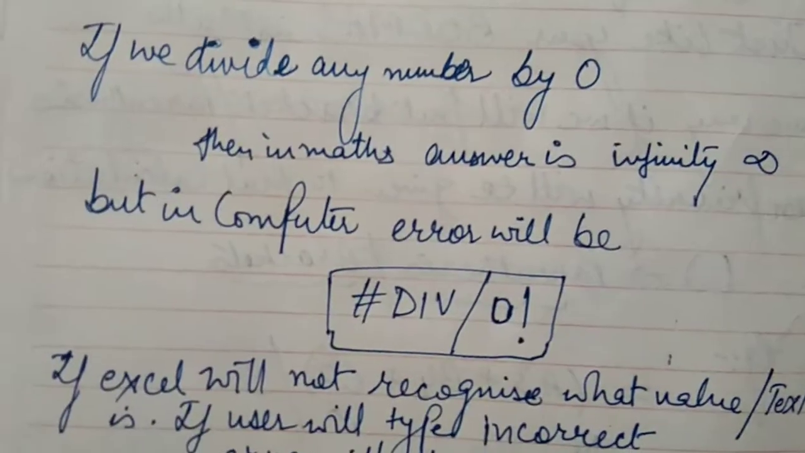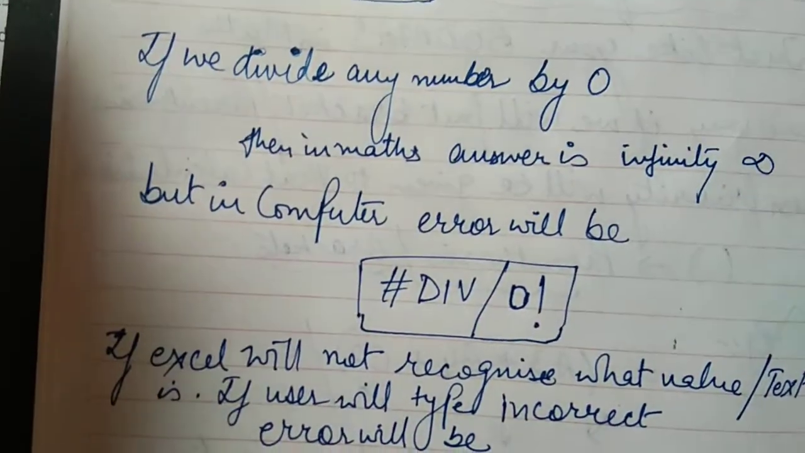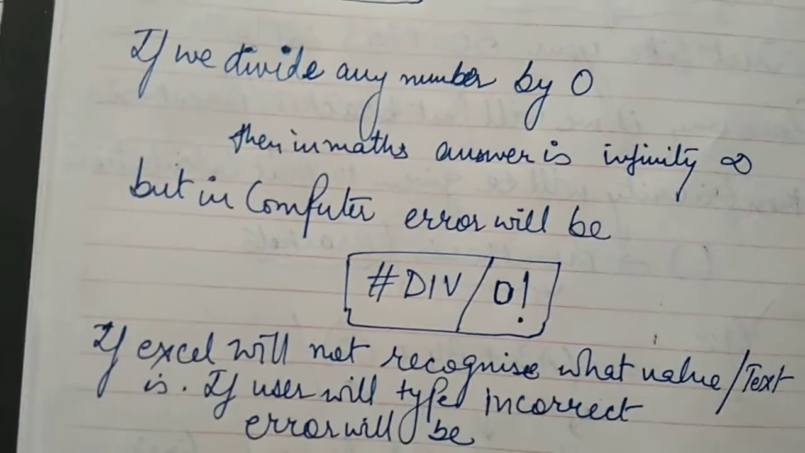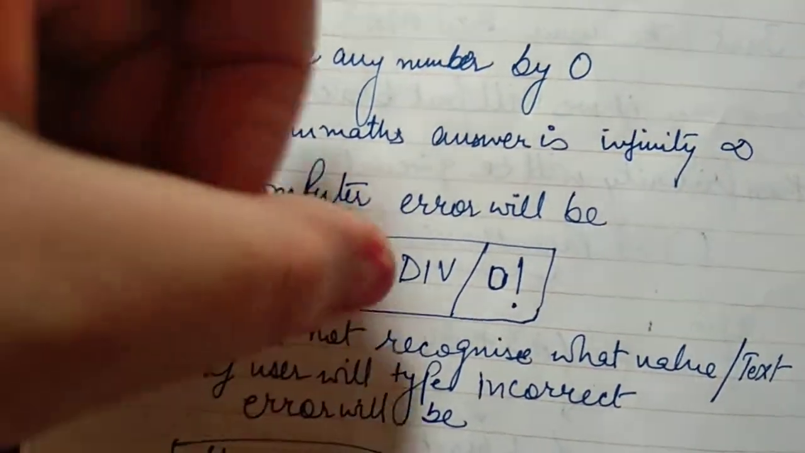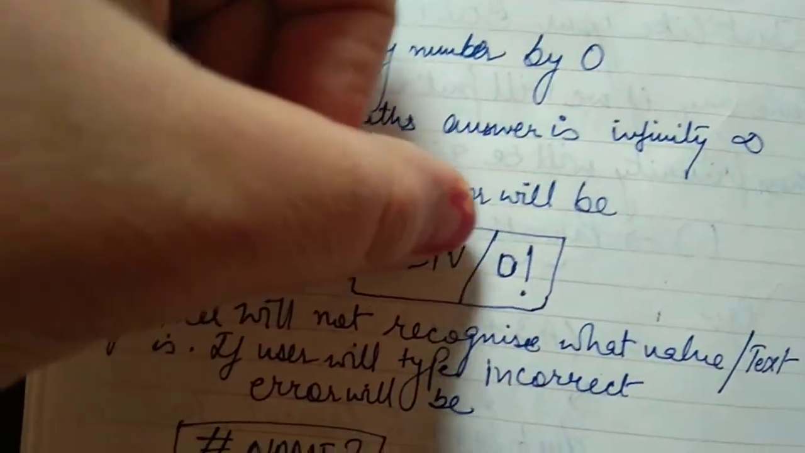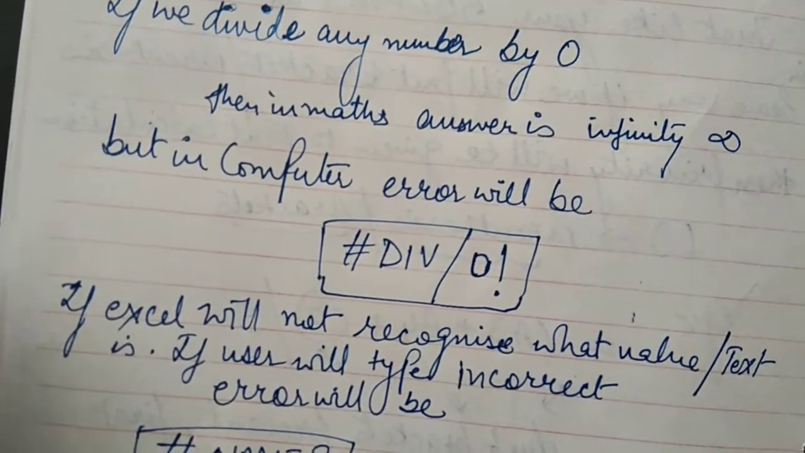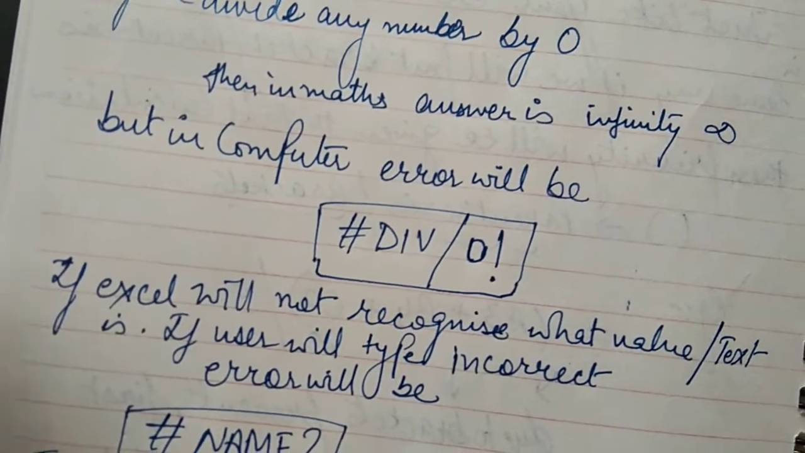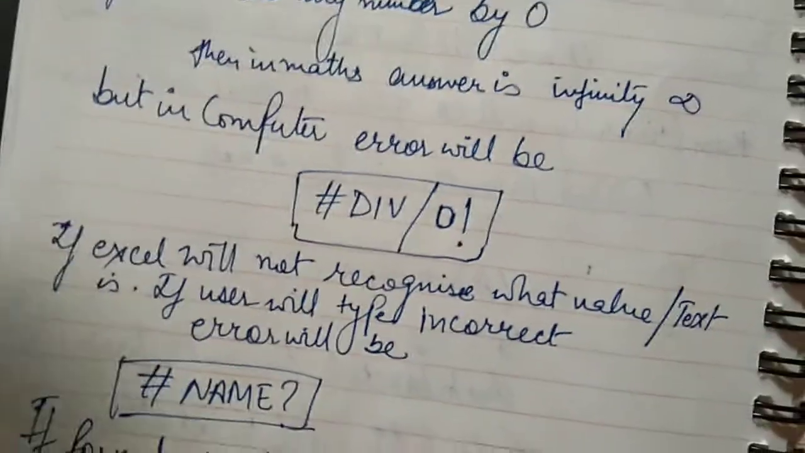Next error is division by 0. Suppose if we divide any number by 0 in maths, the answer we will get is infinity, but the computer does not know infinity, so it will throw an error. The error will be #DIV/0! This means that something is divided by 0, so that is not possible in computers, so you have to change the formula and you will get the correct output.